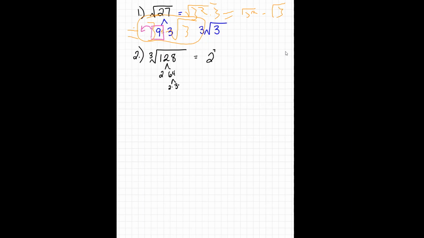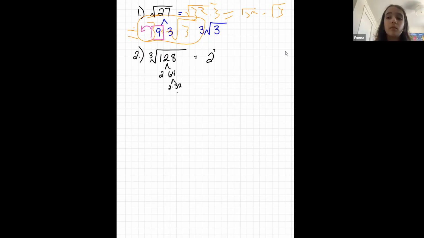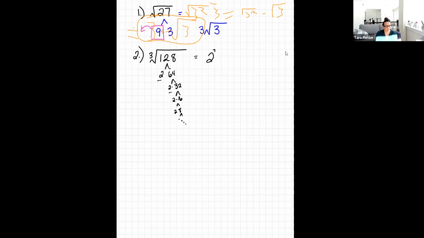Okay, we keep going. It's actually going to be 2 to the 7th. So 2 to the 7th is the exact same thing as 128. So we just put it in exponential form, all right?